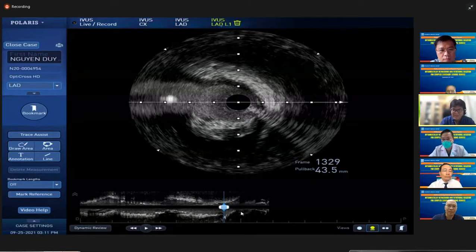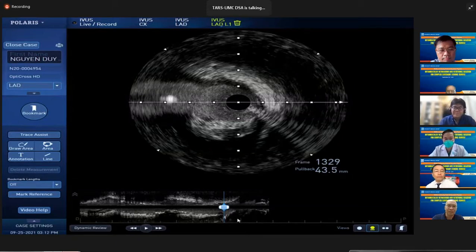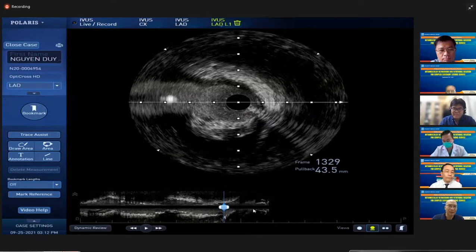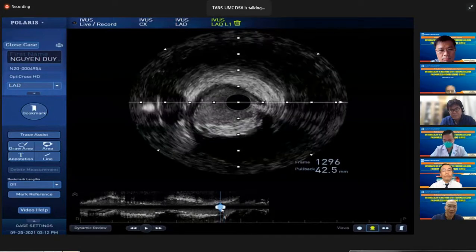Okay. I think that the carina shift in this case is not so high risk. It's a very low risk of carina shift. Please go back a little bit. You see that the plaque is also from 4 o'clock to 8 o'clock, not too much on the opposite side of the circumflex ostium. So what do you think?